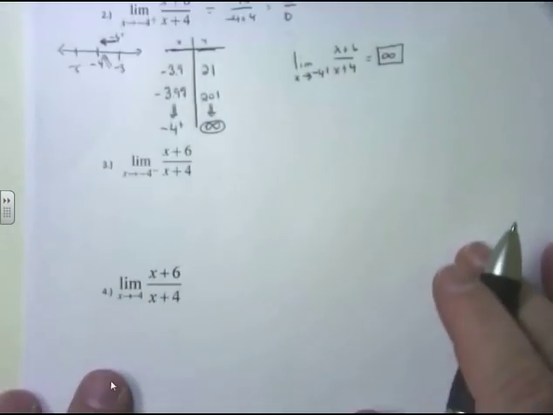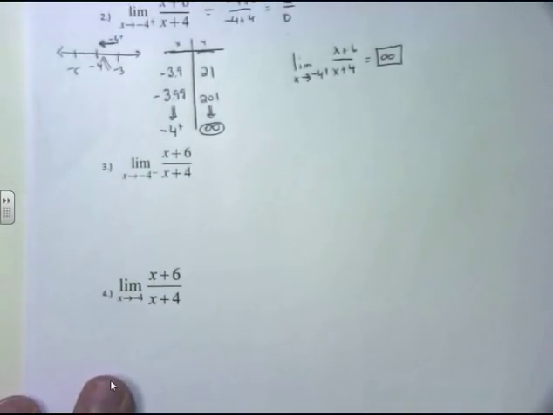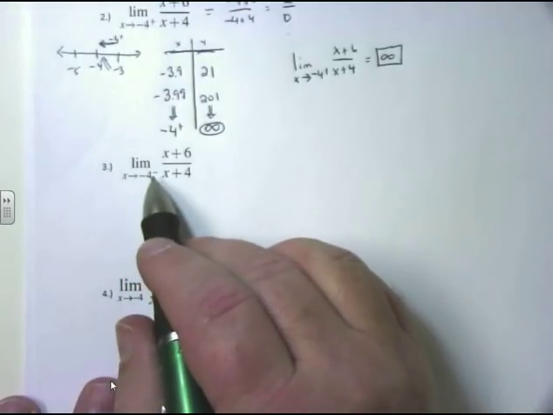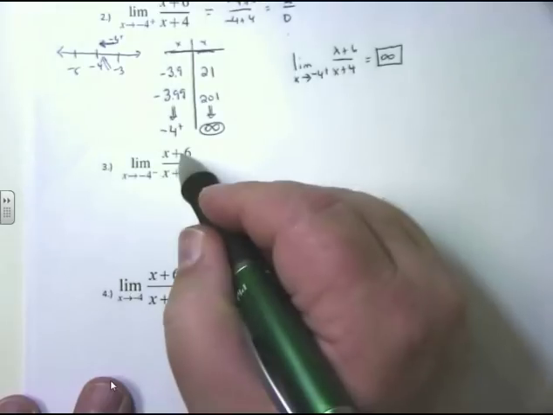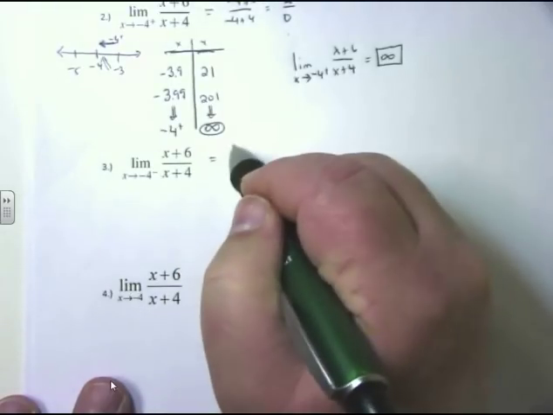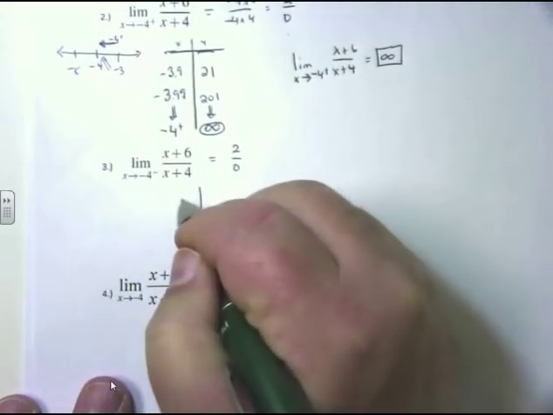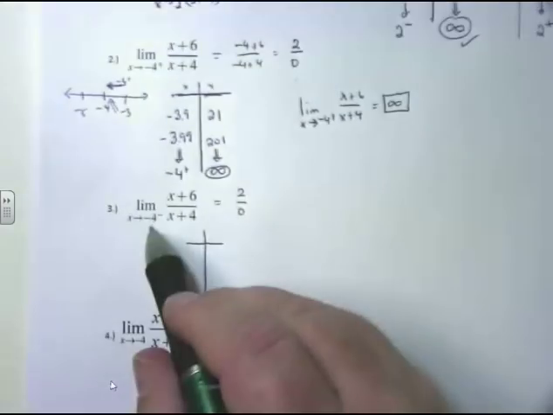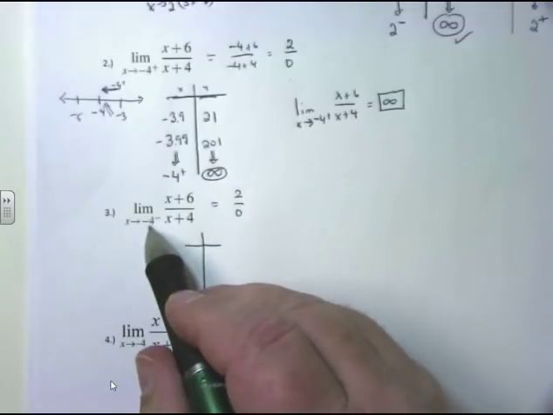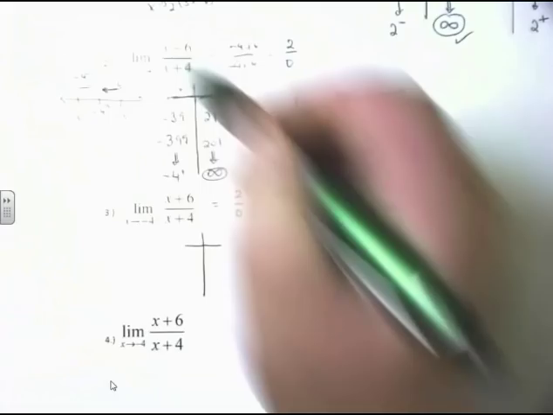But now I ask you to do this problem. Take the limit as x approaches negative 4 from the left. Now, we've already plugged in negative 4 on this thing, and when I did it before I got 2 divided by 0, a number divided by 0. So I'm going to do a t-bar here once again. But this time I'm going to plug in numbers slightly less than negative 4. So this will be going to negative 4 from the left.